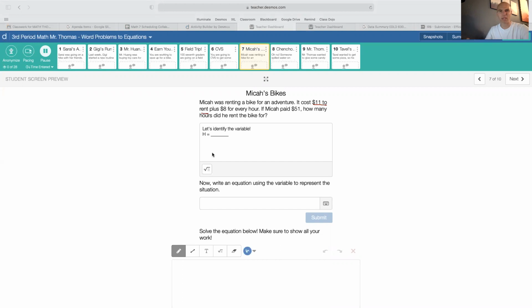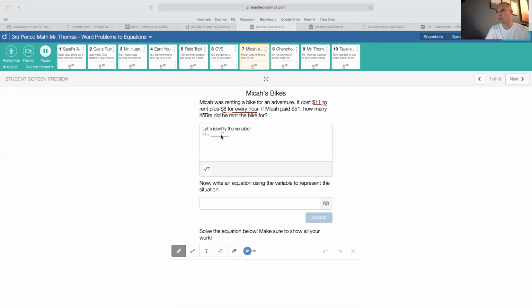I love when math questions say plus in them because it makes it super easy for me to know that when I write my representation or my equation, it's going to have a plus symbol in it. Plus 8 for every hour. If Micah paid $51, how many hours did he rent the bike for? So we were never told how many hours Micah rents the bike for in the problem. And then the problem literally ends by asking us how many hours did he rent the bike for? So those two things combined tell us that we don't know that information, but we're going to want it. So let's represent it with a variable in our equation here.